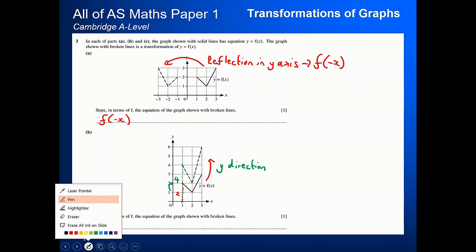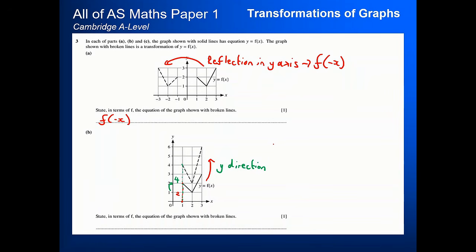Now that makes our stretch a little bit easier to write. So whenever it's stretching, so this is a stretch factor 2 in the y direction, then we'd write this as 2f of x. Now if this is a stretch in the x direction, we have to be really, really careful with the scale factor 2, because then it'll be f of half of x. But again, that's something you'll need to look up. In this case, this is quite an easy one to write down, just 2f of x.